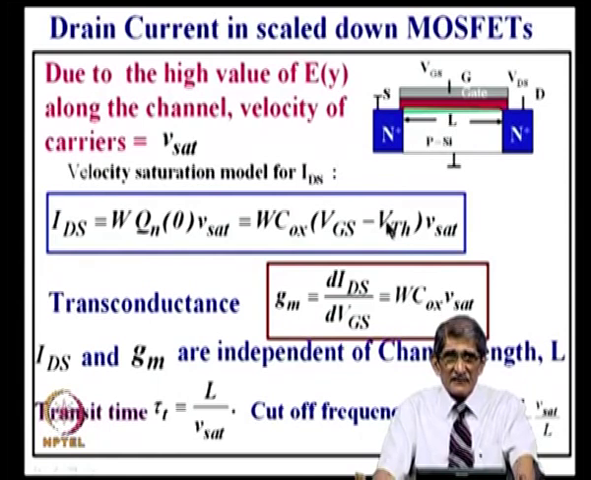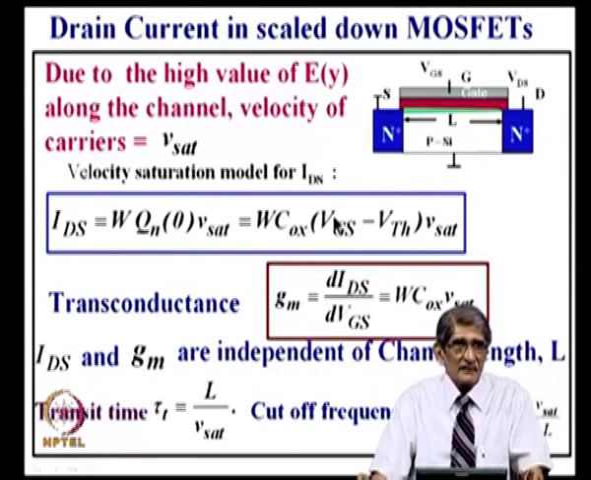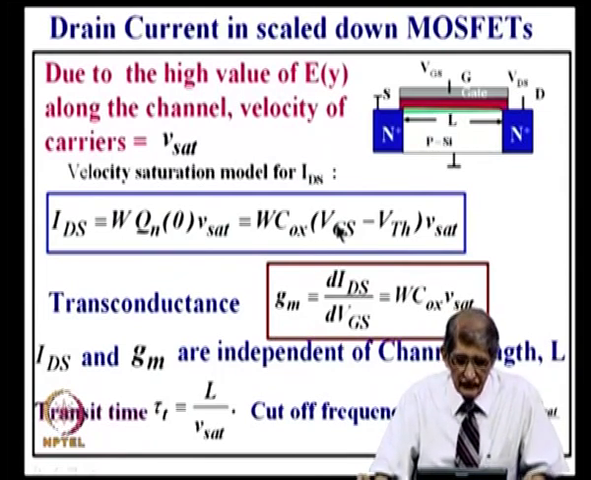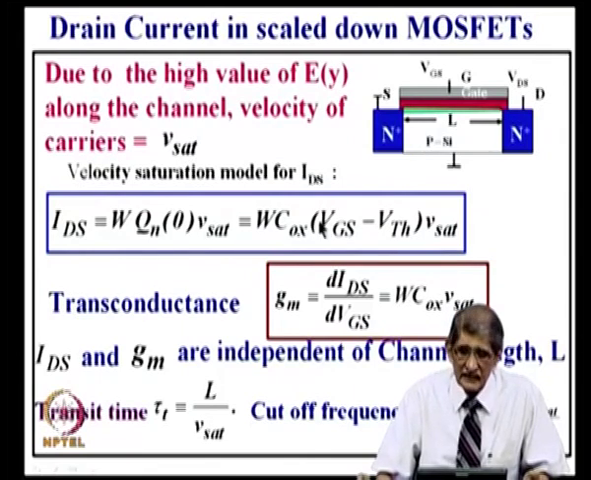In the low field case, you remember that the drain current is W C oxide mu divided by L into Vg minus V threshold whole square. Now, here it is not a square law, ID increases linearly with Vg minus V threshold, and it is independent of the channel length, because the velocity is saturated. Velocity no longer depends upon the channel length, so it is independent.